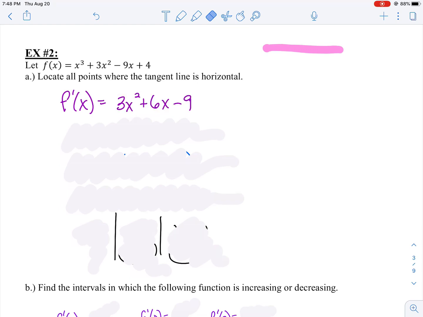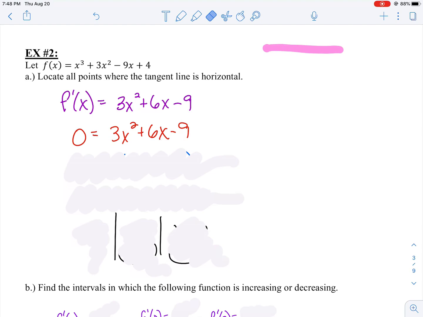I ended up getting 3x squared plus 6x minus 9. And we want to figure out where our tangent line is horizontal, or where it has a slope of 0, or where my derivative equals 0. So I'm going to take my derivative and set it equal to 0 and figure out what x values this happens at.